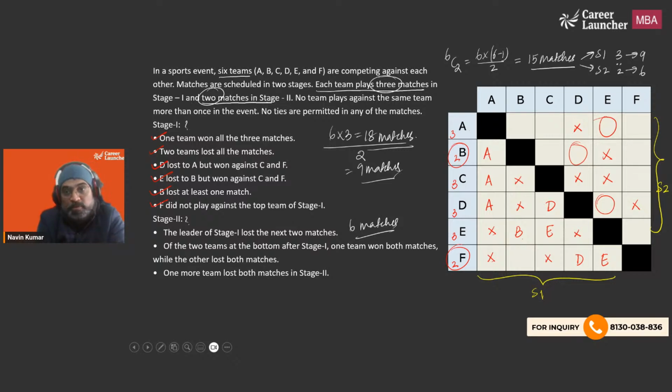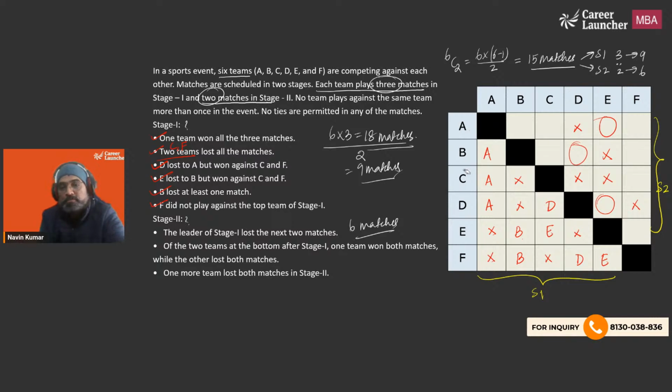Can E be that team? No. Same condition as D. Can F be that team? Yes. So we are supposed to have 2 teams which are going to lose all the matches. One team was C, another has to be F because the other 4 are not going to be possible, because they've already won at least 1 match. That means in this match between B and F, F is supposed to lose. So B wins.